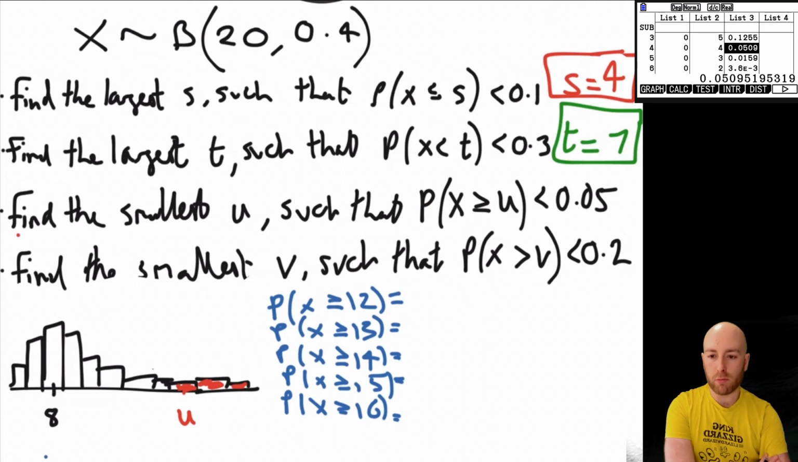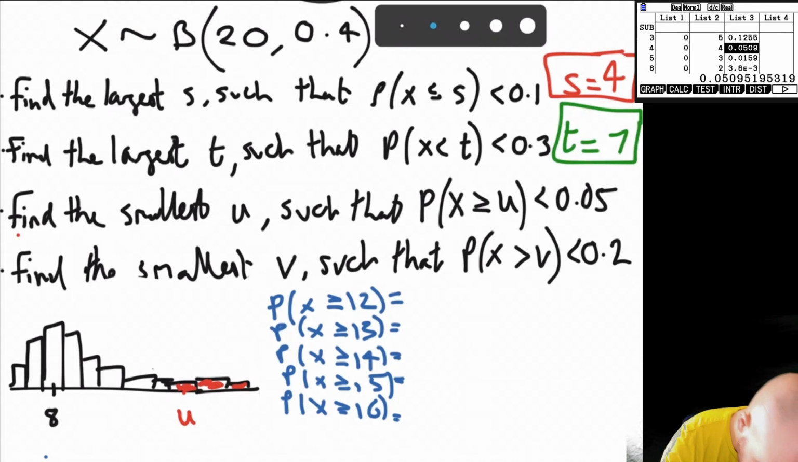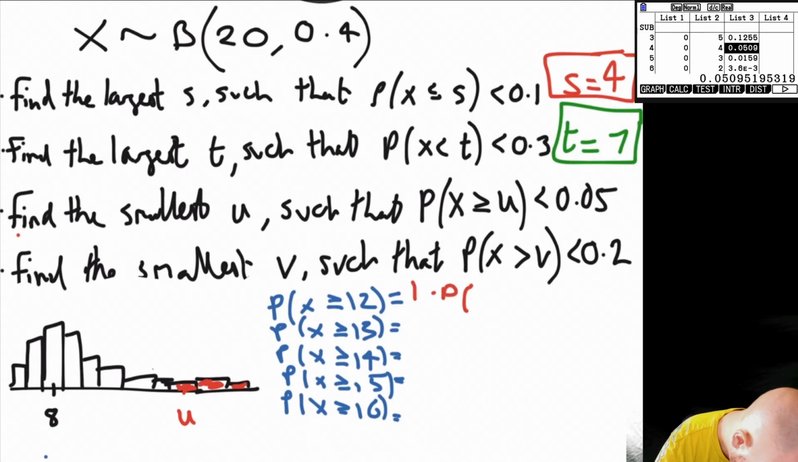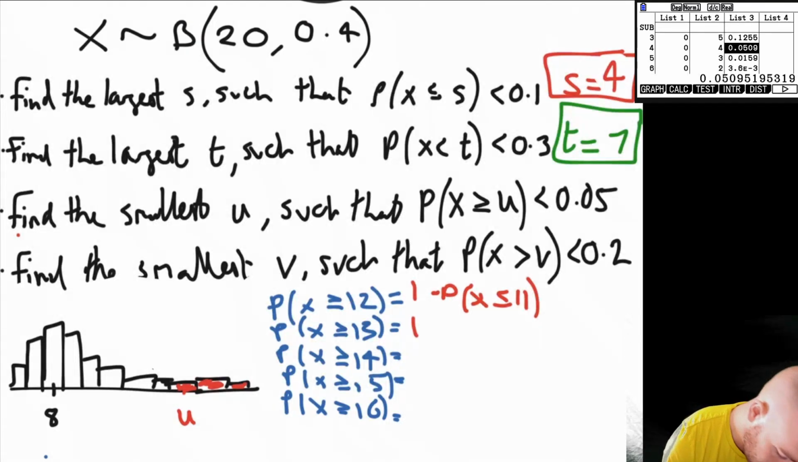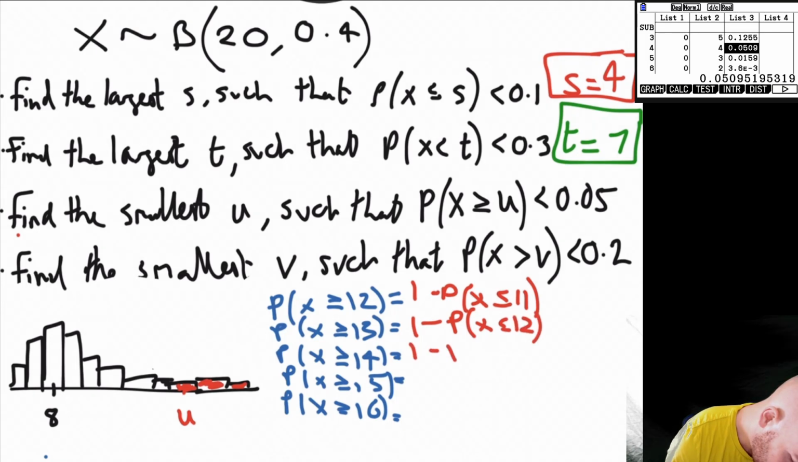Now, the way we do it, greater than or equal to 12 is the same as 1 minus the probability less than or equal to 11. So I'm going to write that out as well. So greater than or equal to 13 is 1 minus less than or equal to 12. We can copy the pattern: less than or equal to 13, 1 minus less than or equal to 14, 1 minus less than or equal to 15.